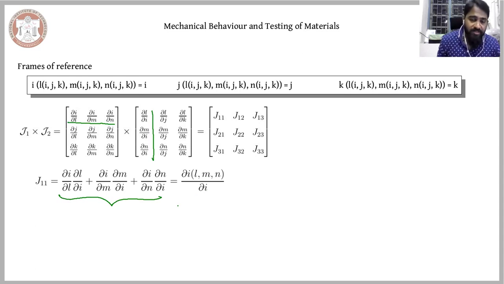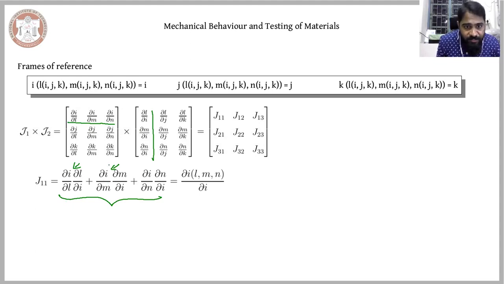So what I'm considering is how my I is going to change with respect to my L, and my L is going to change with respect to my I. So that will contribute to my first term. Secondly, I'm going to consider how my I is going to change with respect to my M, and how my M is going to change with respect to my I. That will contribute to my second term and the third term correspondingly. So this is the expression that comes out of the Jacobian multiplication.